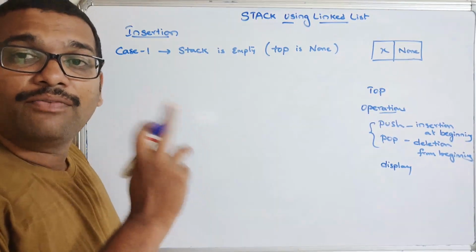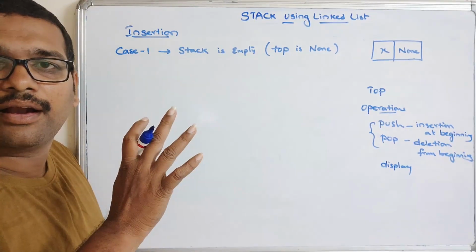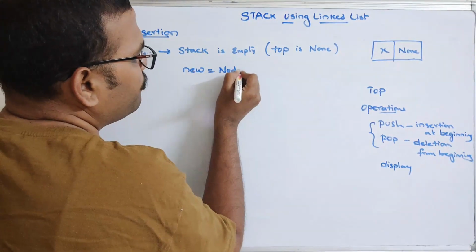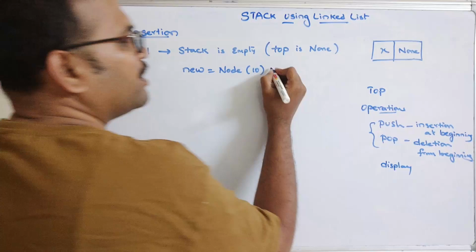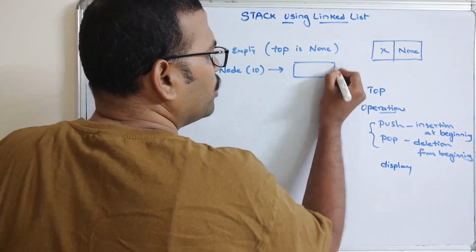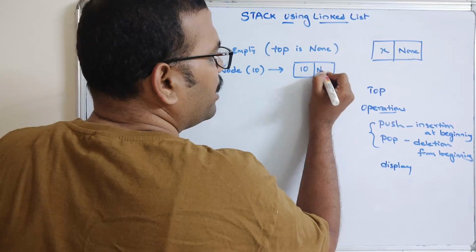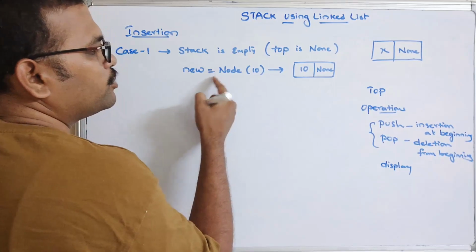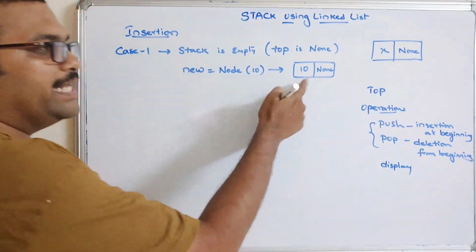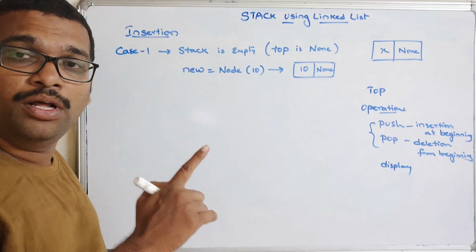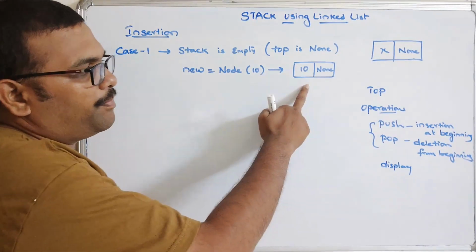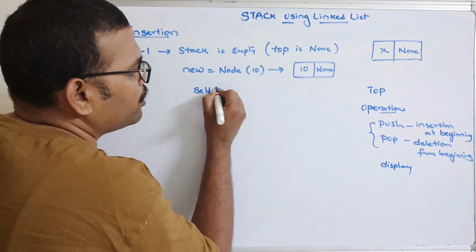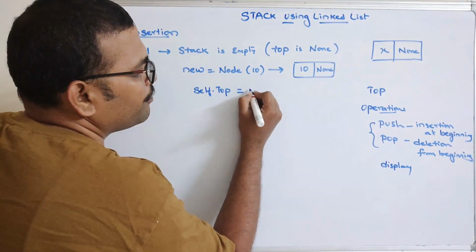In such a case, we need to insert an element, right? So let new be equal to Node of 10. After executing this statement, one node will be created with 10 and None. Now we need to initialize this, because this is the only node, so we have to point the top to this particular node. That's why we go with self.top is equal to new.